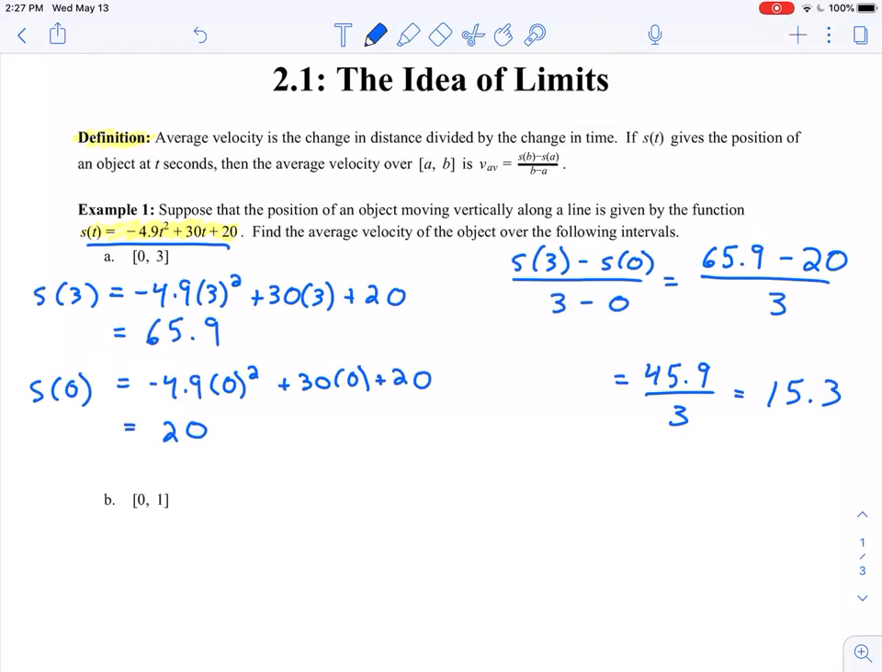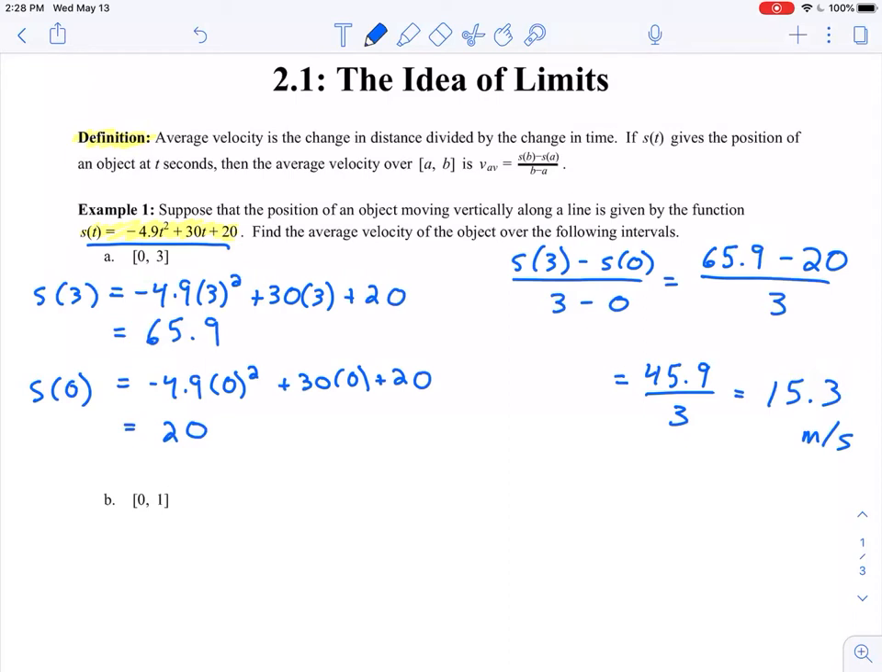Yep, 15.3. Now we're talking about a velocity here, and I didn't give a unit, so let's suppose that we live in a world where we use the metric system and everything makes sense. So 15.3, we'll say meters per second. And that's all there is to it. There's really no calculus involved in this problem. It's just applying this formula that maybe we've seen in the past.